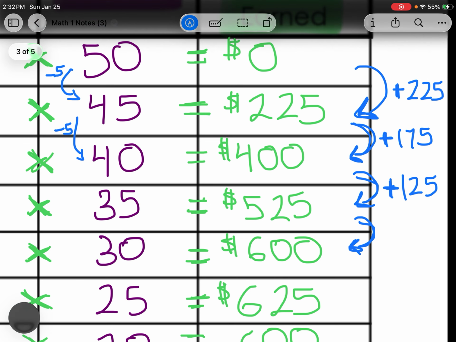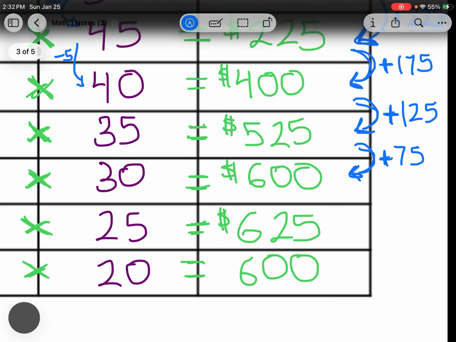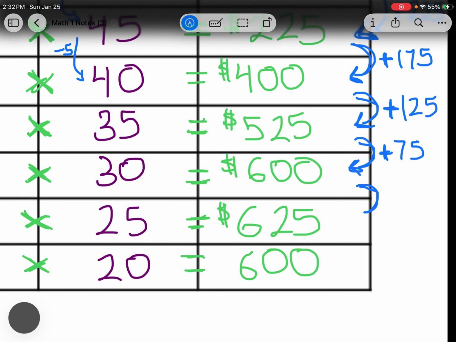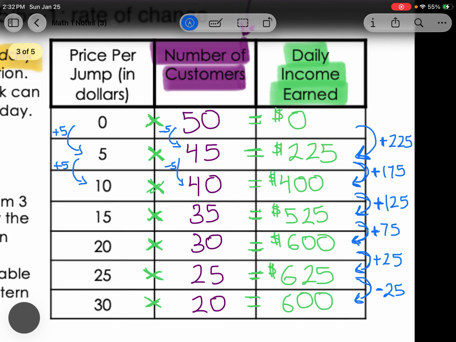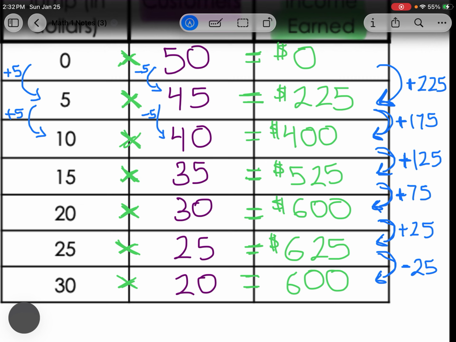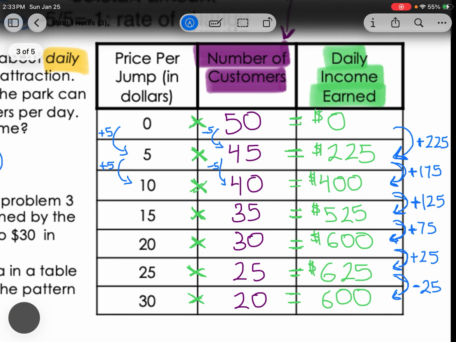From here to here, we made a profit of $75. From here to here, we only made a profit of $25. But then, we lost. We lost money when we were charging $30 per jump, because we only had 20 customers come in. We're back to 600. Now, I want you to keep this in mind, okay?